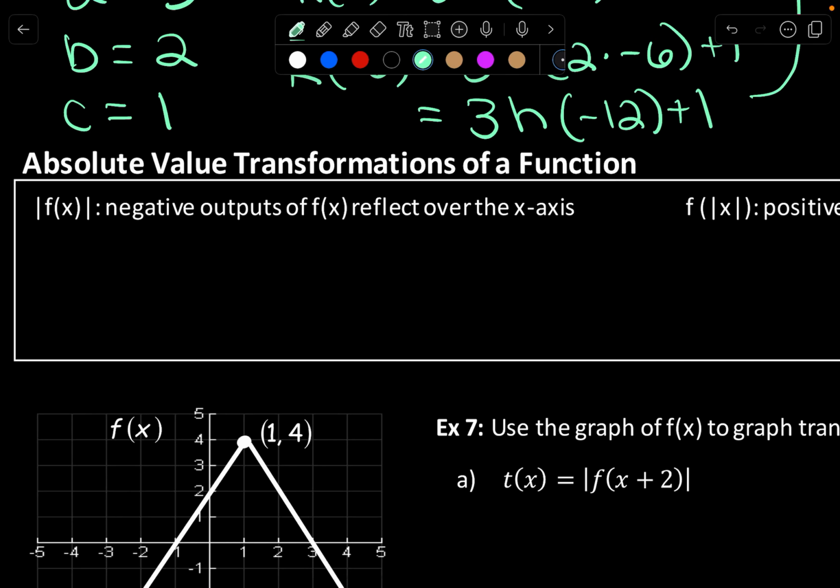So this is Unit 1, Transformations, and the topic is absolute value transformations of a function. Absolute value can be applied to a function in two ways. It can change the y values or it can change the x values.